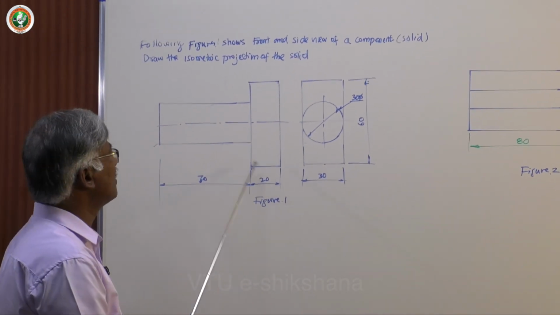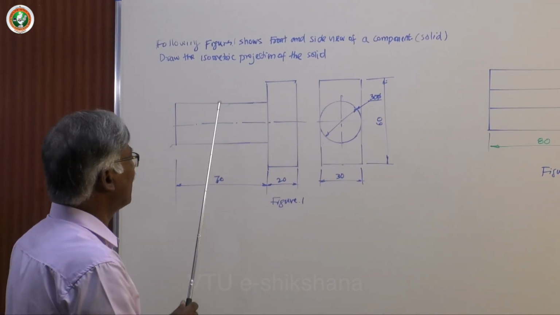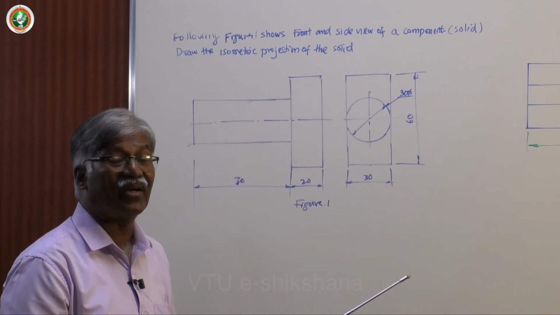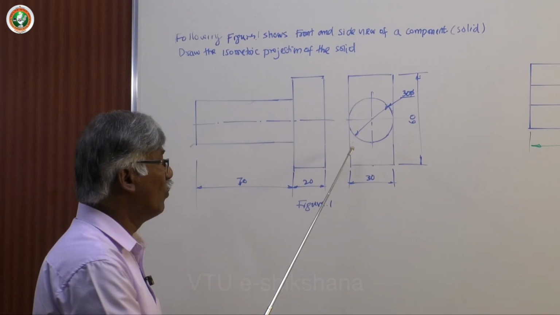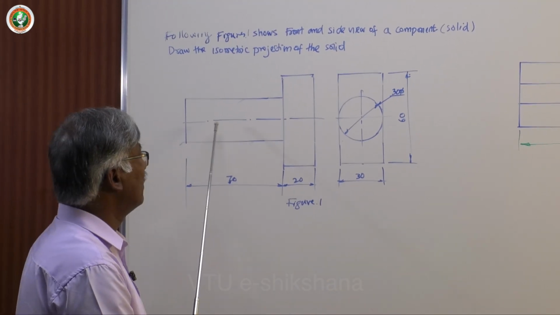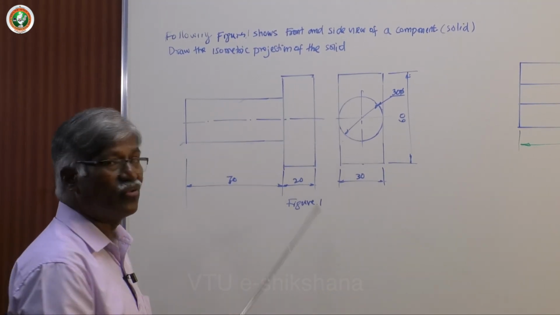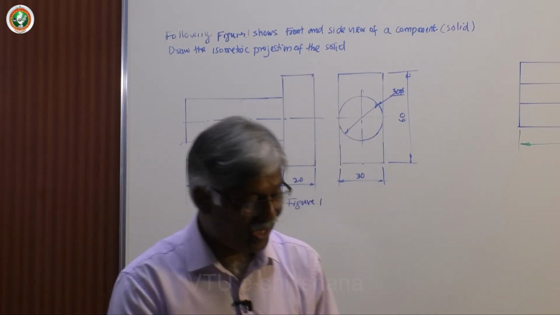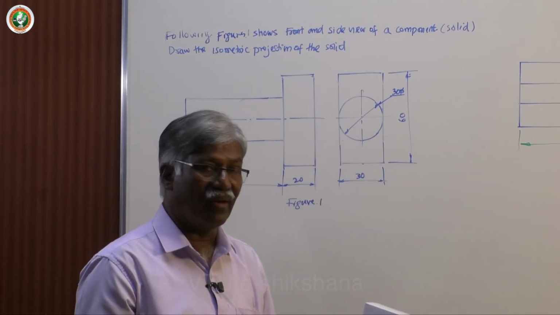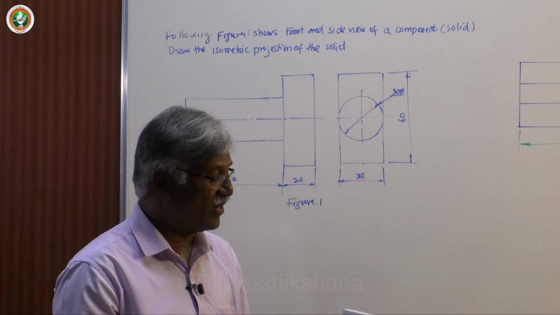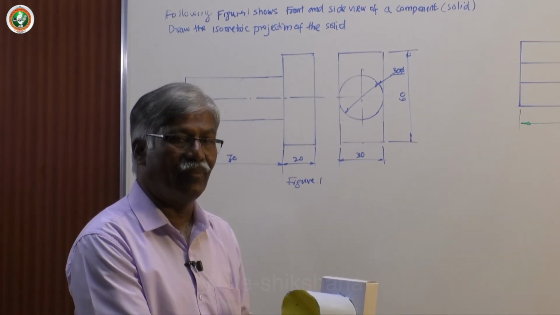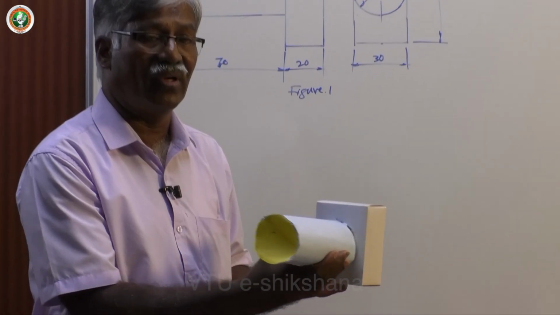The first one is like a cylindrical portion connected to a hexagonal, rectangular block type, and the front and side views are given here. Okay, it is something like this. Assume that I have a rectangular prism or block, and I have fixed a cylindrical thing. It's like a bolt, square bolt or rectangular bolt type.